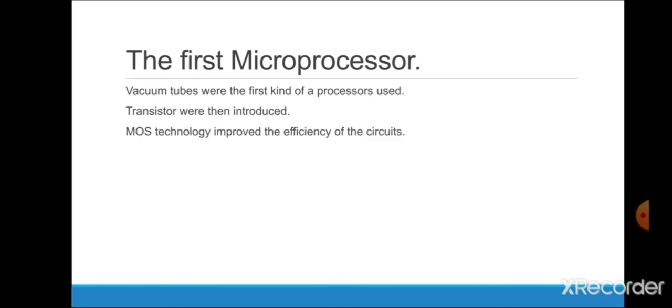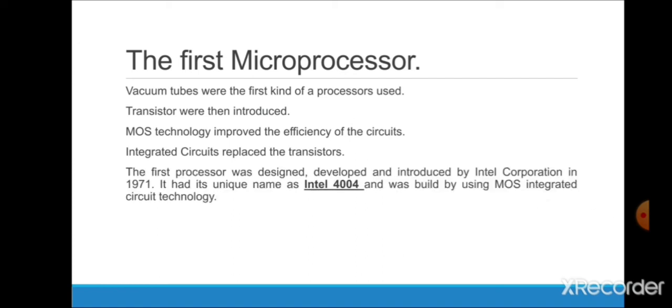After the research and advancement in the field of electronics, the concept of MOS was introduced in electronic circuits. MOS technology is the advanced version of transistors. Later, the ICs replaced the transistors. IC is nothing but integrated circuits. The first microprocessor was launched by Intel Corporation in 1971. It was named the Intel 4004 and was based on MOS technology.